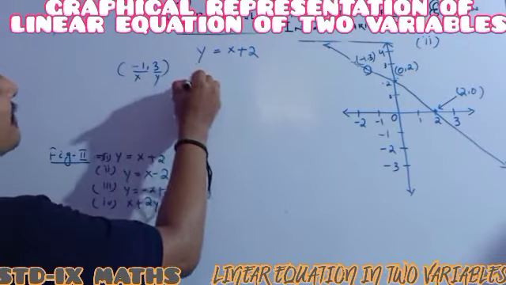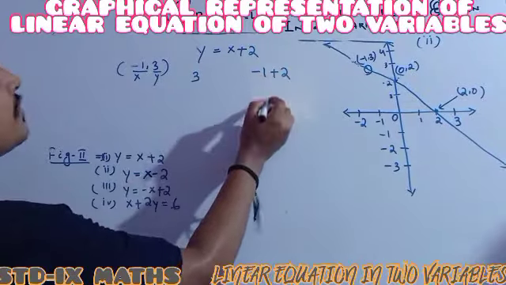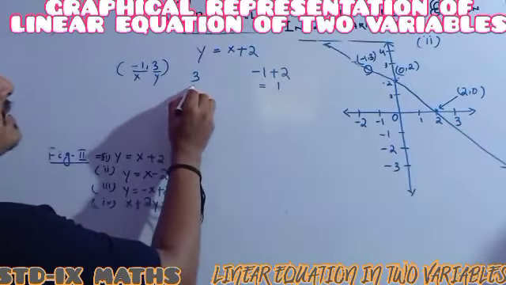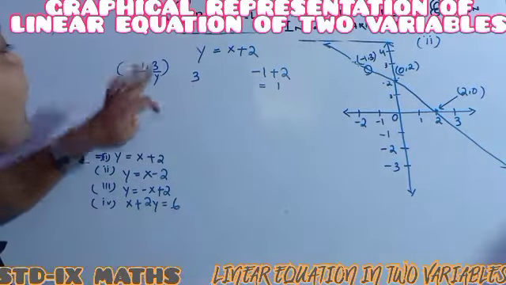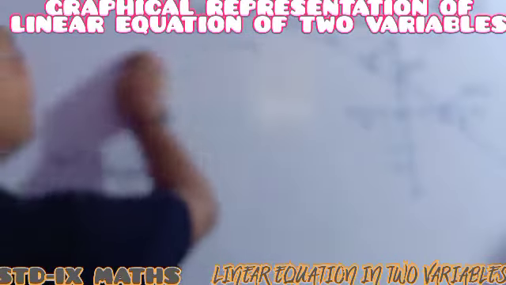This one is x, this one is our y. So for y, our left side is 3, and the right side is minus 1 plus 2. See, on the right side we get 1, but the left side is 3. As the left side is not the same as the right side for the point minus 1 and 3, this is not the graphical representation of our first linear equation.